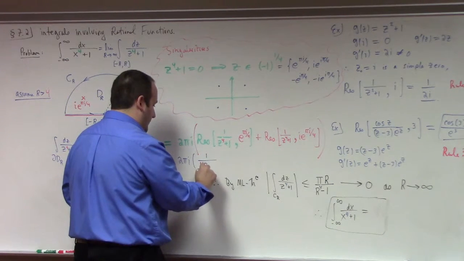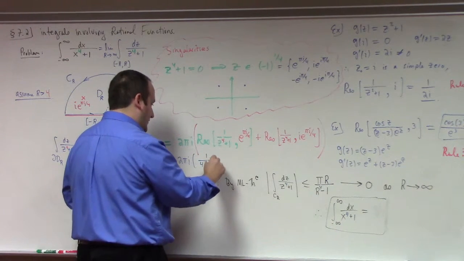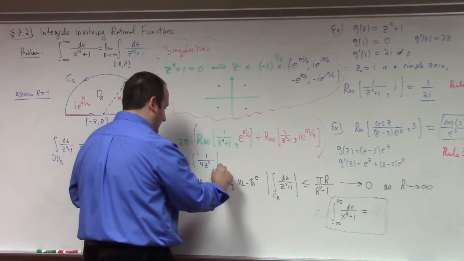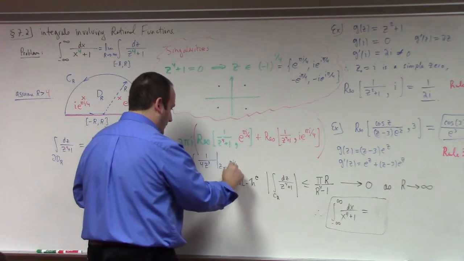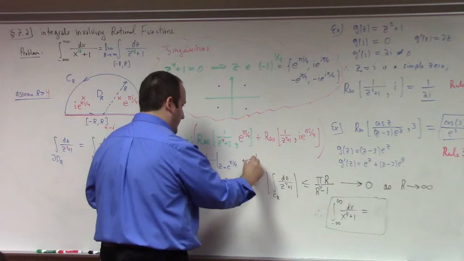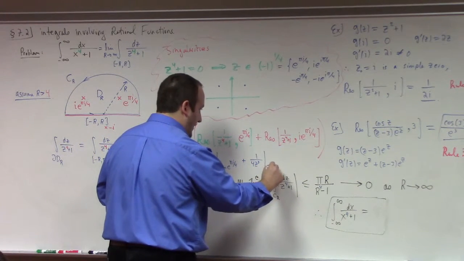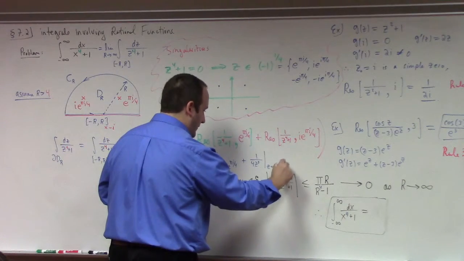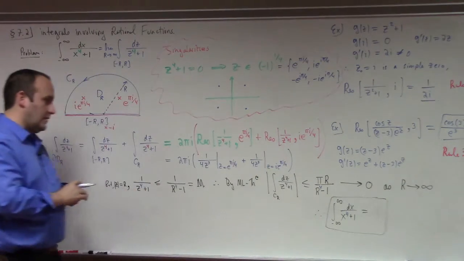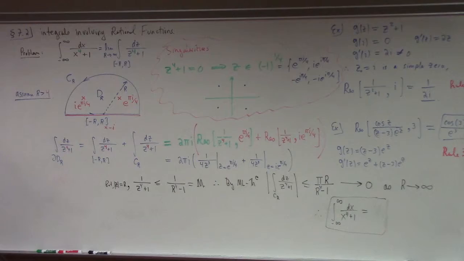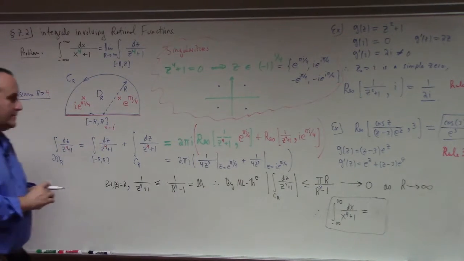Well, I'll tell you what, I'll write one in-between step. 1 over 4 z cubed evaluated at z equals e to the pi i over 4, plus 1 over 4 z cubed evaluated at z equals i e to the pi i over 4, by rule 4. And so what does that give you?